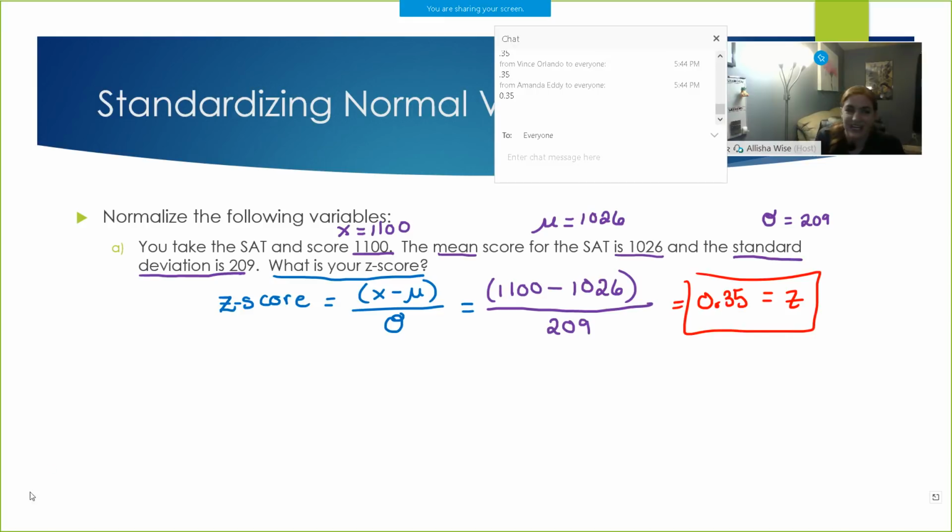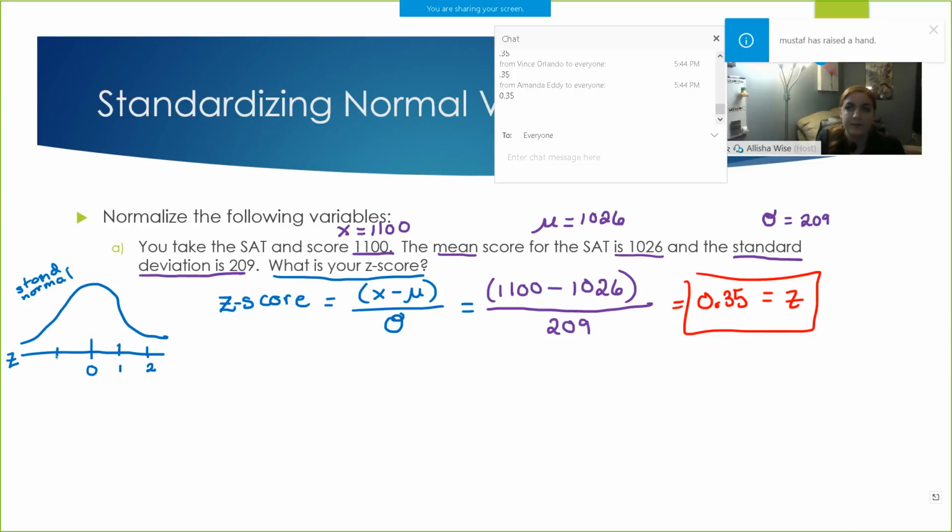So what does that mean? What are we talking about here? Well, if we look at that normal curve, we're standardizing this value. So we're bringing it onto the standard normal curve, where we're trying to convert it to a z value. So remember, with the z value, 0 is your mean, and then your standard deviation is 1, right? So if we were to look where our z value would be, 0.35, it's going to be very close to the mean. It's going to be about right here.